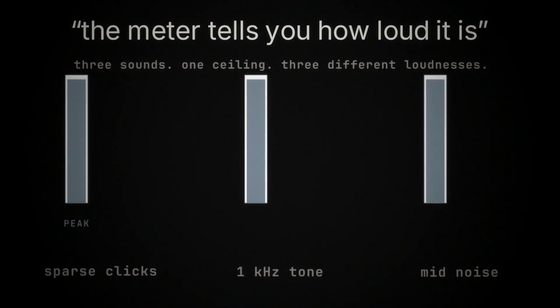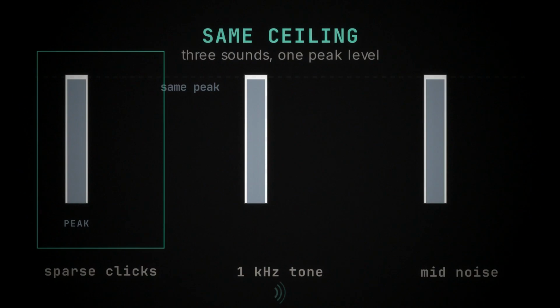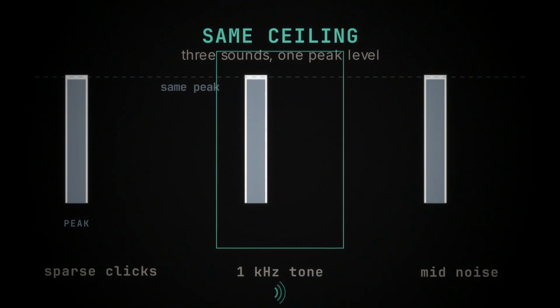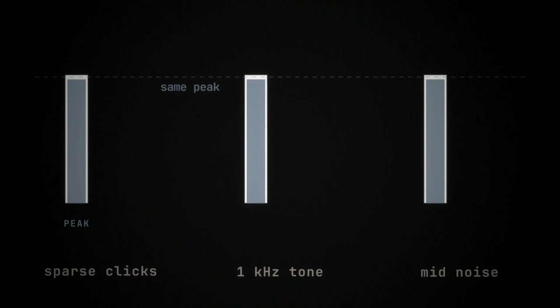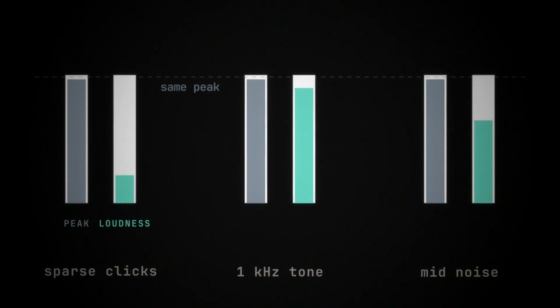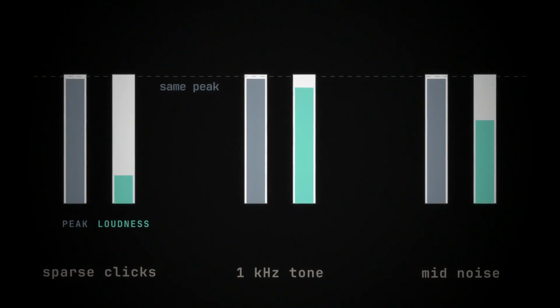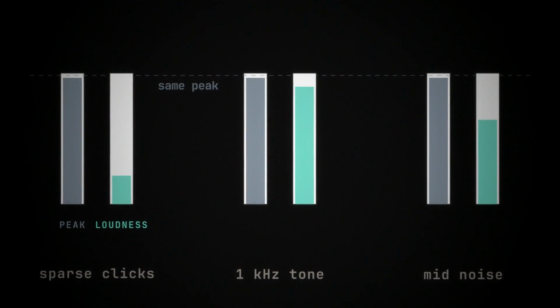3 sounds. All 3 hit the same ceiling to the decibel. The sustained ones feel much louder. Same peak, different loudness. And a peak meter cannot see that at all. A loudness meter can, which is why the 2 exist.